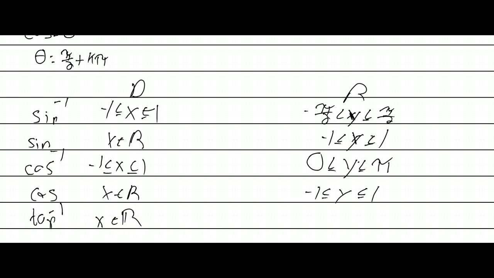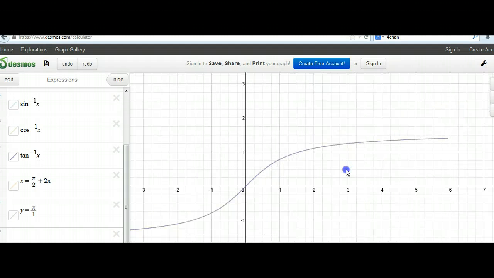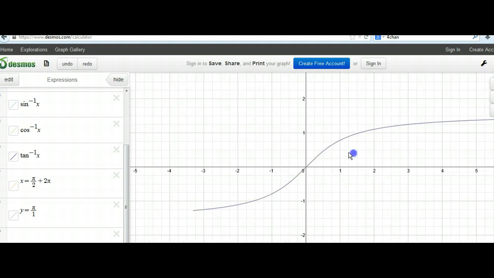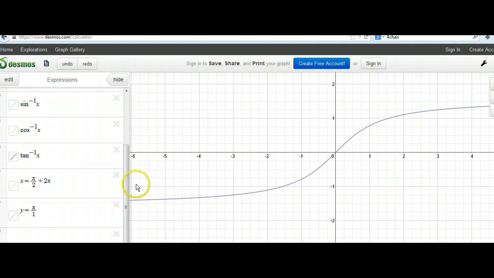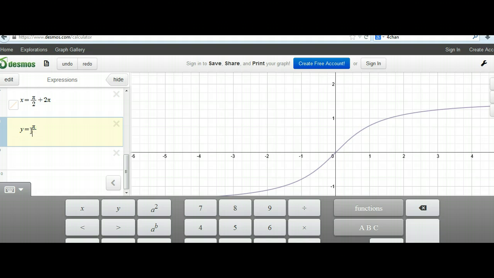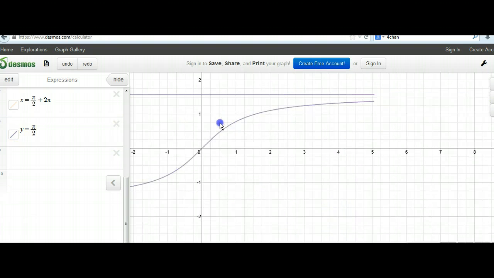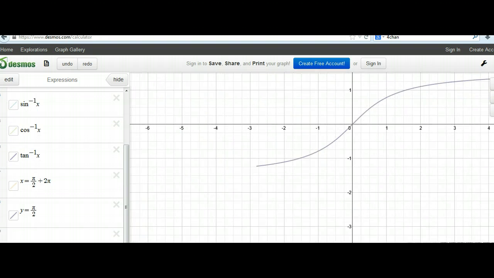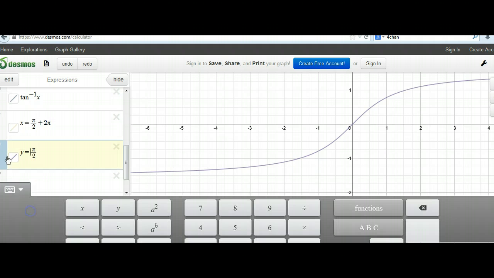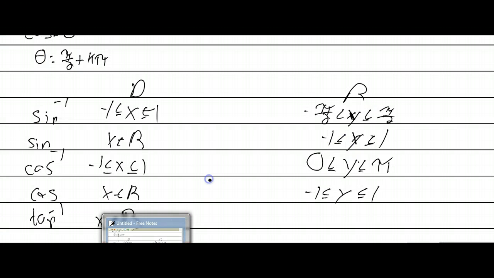Now our range is going to be different. Our range is going to be, when did it give us our first asymptote? The asymptotes were at pi over 2, so let's graph pi over 2. That's our asymptote, and then also negative pi over 2. Even though it never reaches it, that is going to be our asymptote.